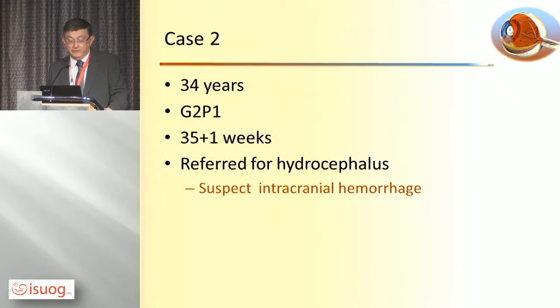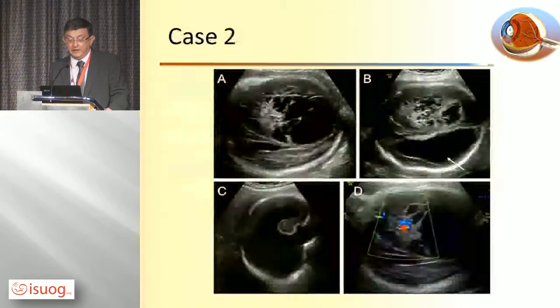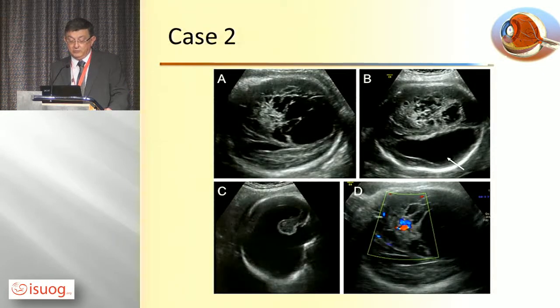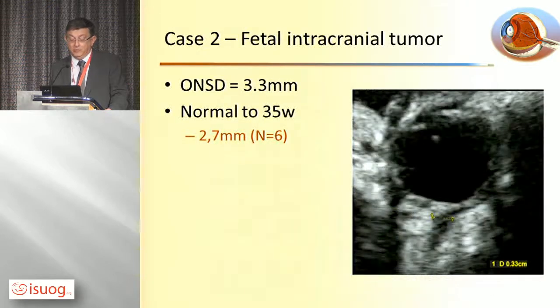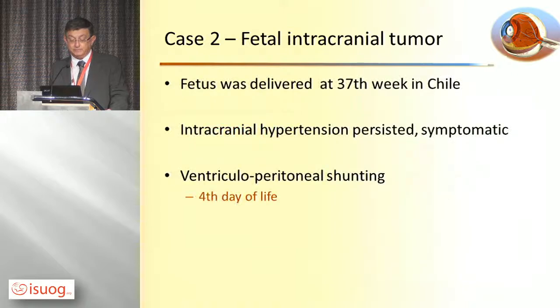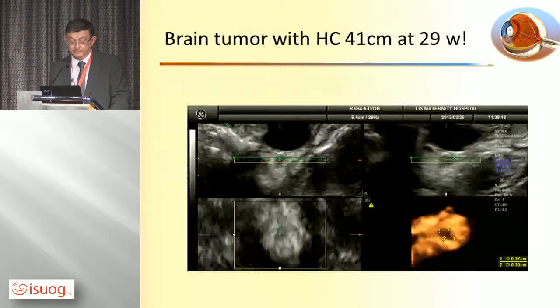The second case was a patient referred because of hydrocephalus with a suspected intracranial hemorrhage, but actually it turned out to be a tumor, a huge tumor of the brain. And here we measured the optic nerve sheath at 3.3, very, very dilated. The normal should be around 2.7. The fetus was delivered in Chile and underwent ventriculoperitoneal shunting, but died later on.